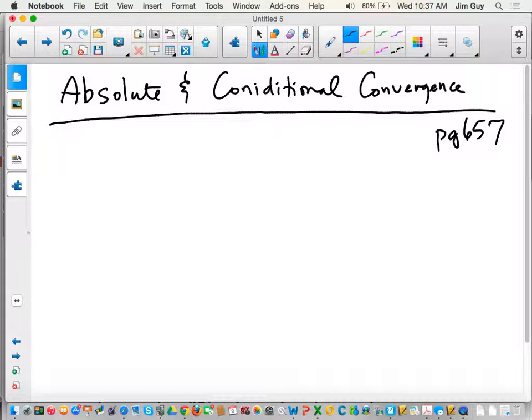It's not a very complicated flow chart at all, obviously. So you see in the picture you have a series. You first decide if it converges or diverges. If it diverges, that's it. You don't have to do anything after that. Diverging is diverging. There's no conditionally divergent or absolutely divergent, just divergent.